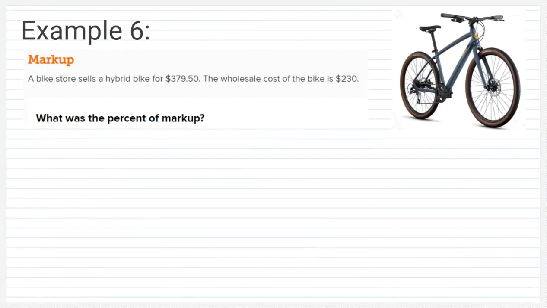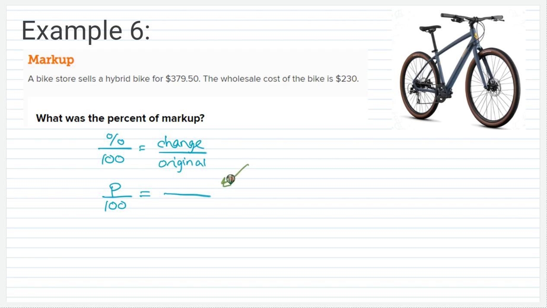In this question, it says a bike store sells a hybrid bike for $379.50. The wholesale cost of the bike is $230. What is the percent of markup? So again, we're going to use the same proportion. Percent over 100 is equal to the change, which again is the difference, over the original. So the percent is what we're trying to find. So that's going to be my unknown. That's my variable. The change, again, is going to be the difference in your two prices.